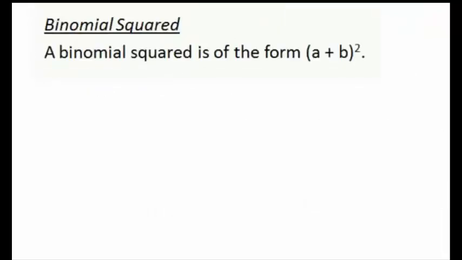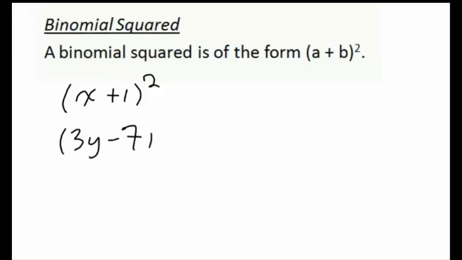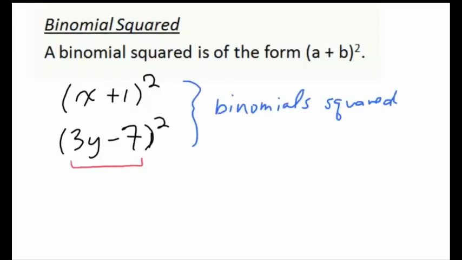Next, I want to talk about binomials squared. Now, a binomial squared is anything of the form a plus b, all to the power of 2. So, some examples might look like x plus 1 to the power of 2, or 3y minus 7, all to the power of 2. So in order for us to have a binomial squared, we have to have two terms, and the power of our binomial must be 2.